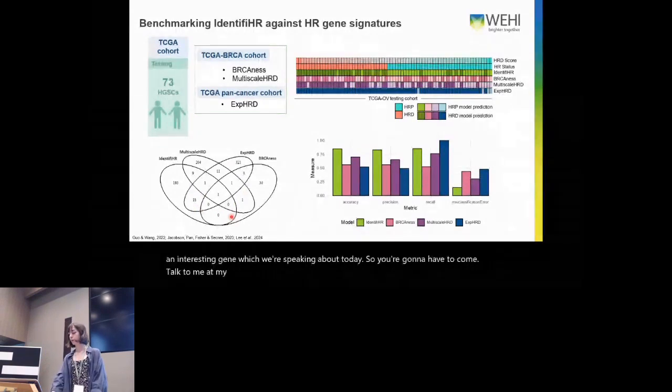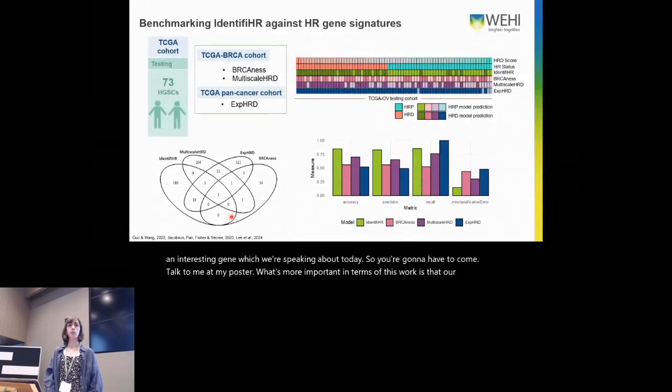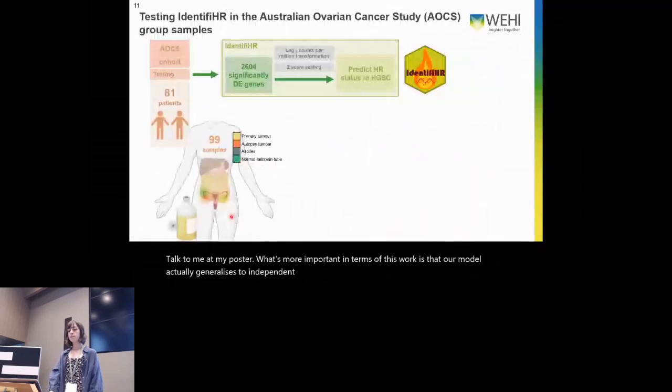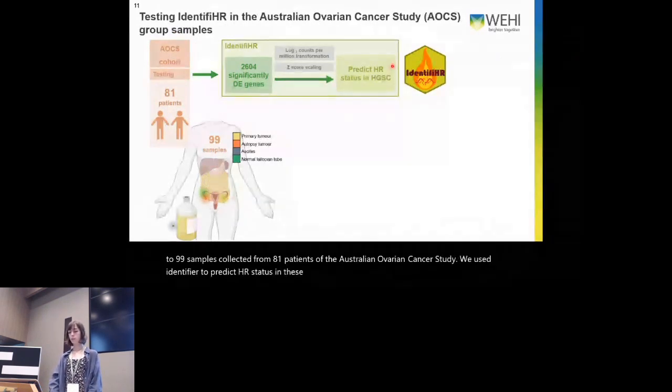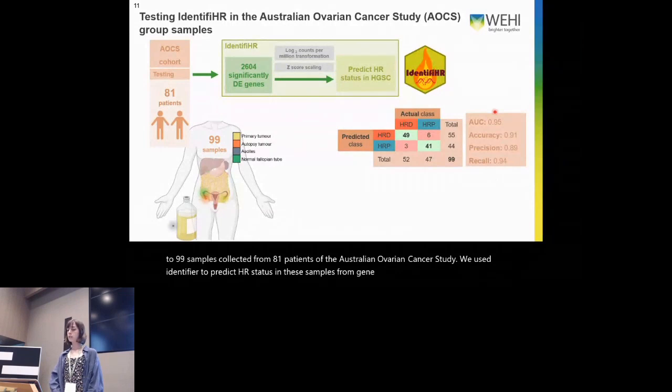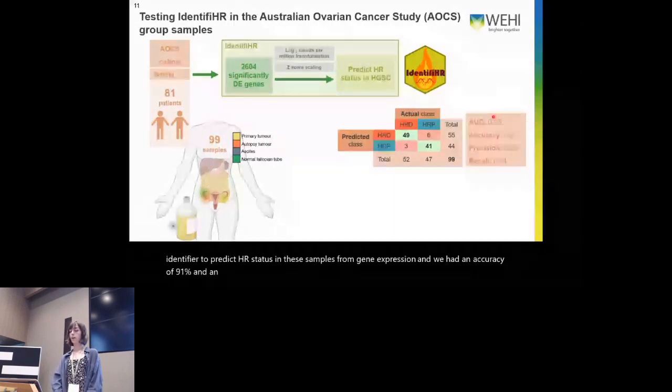What's more important in terms of this work is that our model actually generalizes to independent data sets. And so we were really fortunate to have access to 99 samples collected from 81 patients of the Australian ovarian cancer study. We used IdentifiHR to predict HR status in these samples from gene expression, and we had an accuracy of 91% and an area under the curve of 0.95.